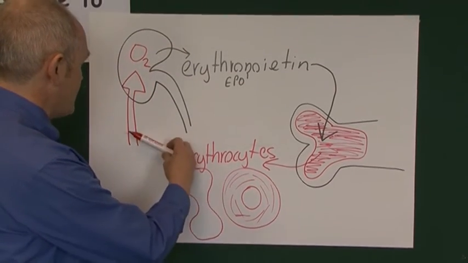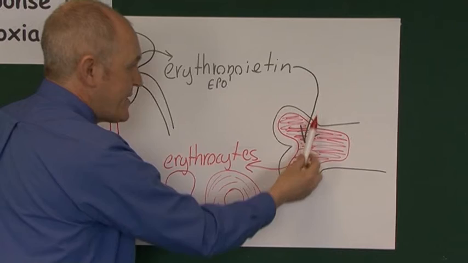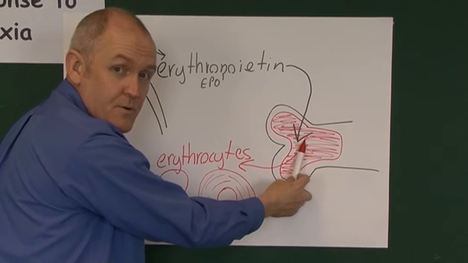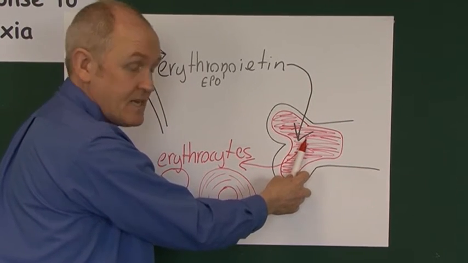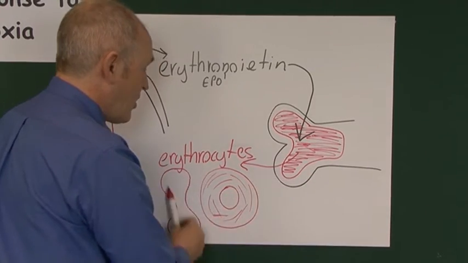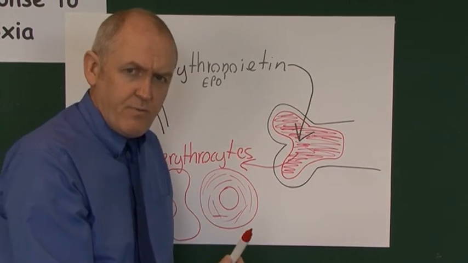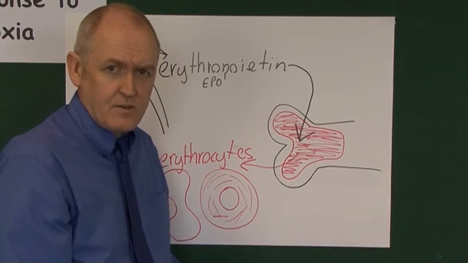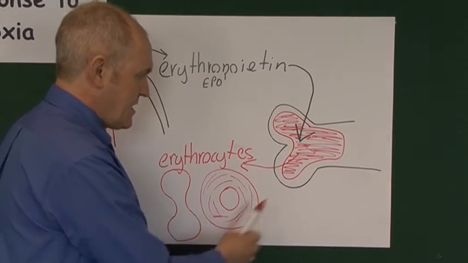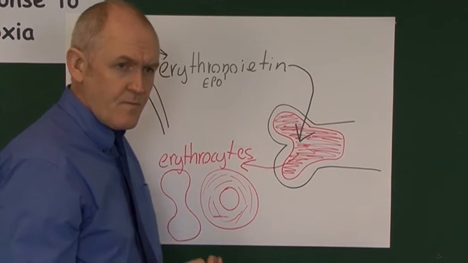So if the blood levels of oxygen are low, erythropoietin is produced. Erythropoietin stimulates the red bone marrow. In response to stimulation by erythropoietin, the red bone marrow produces more oxygen-carrying red blood cells. This is not an instant response. It's not quick like the cardiovascular and respiratory response, which take a second or two. This is going to take a week or two to develop to a significant amount of red blood cells.